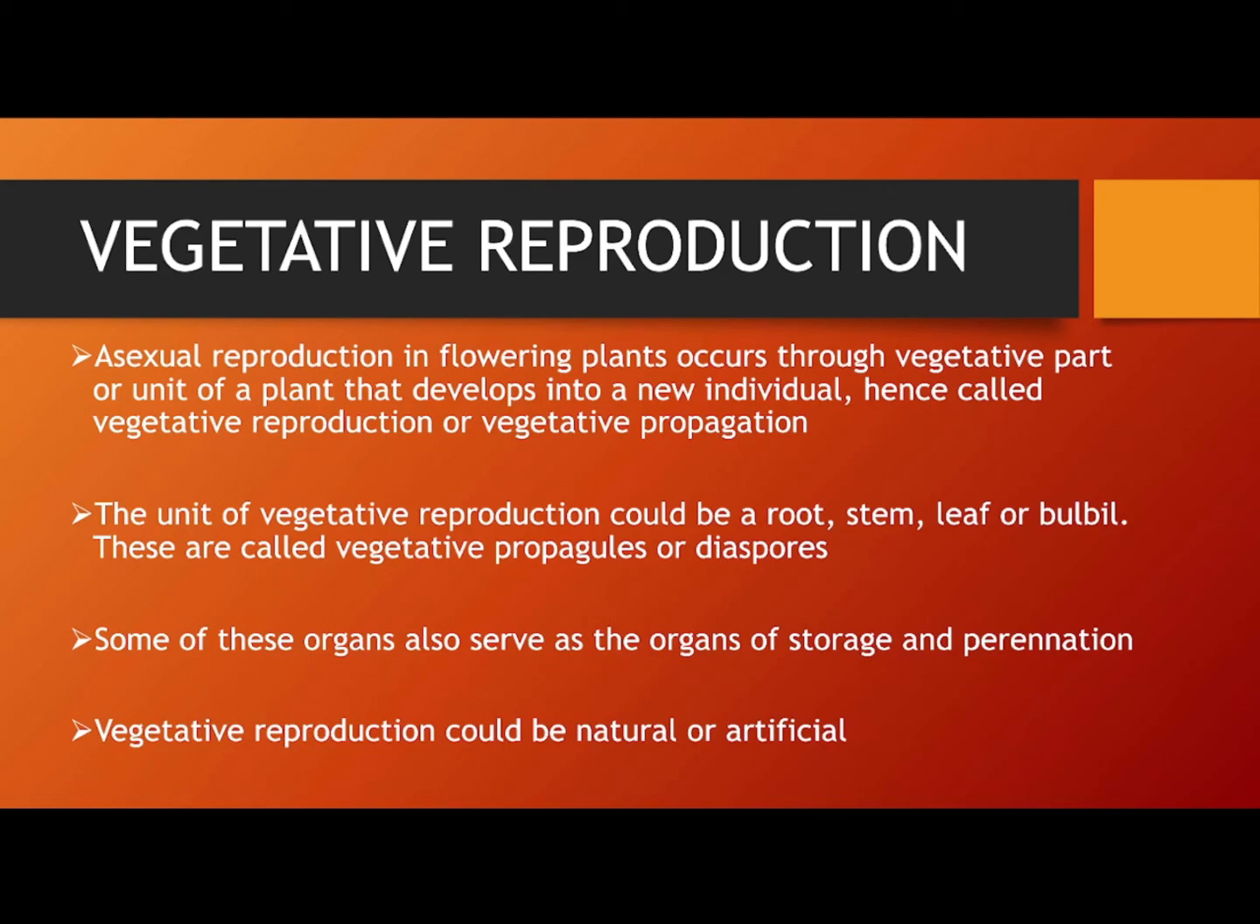propagation. The different units that are used for vegetative reproduction, that is the root, stem, leaf and bulbil, are called vegetative propagules or diaspores. These vegetative propagules not only help in reproduction but also serve as organs of storage and perennation. Vegetative reproduction can take place naturally or it could be carried out by man, which is called artificial.